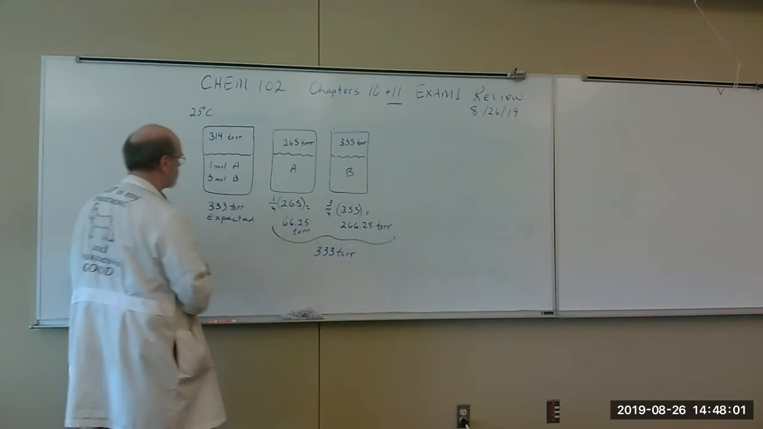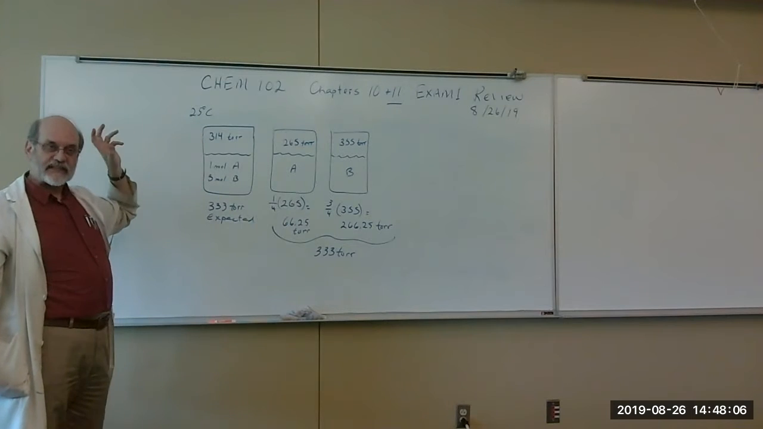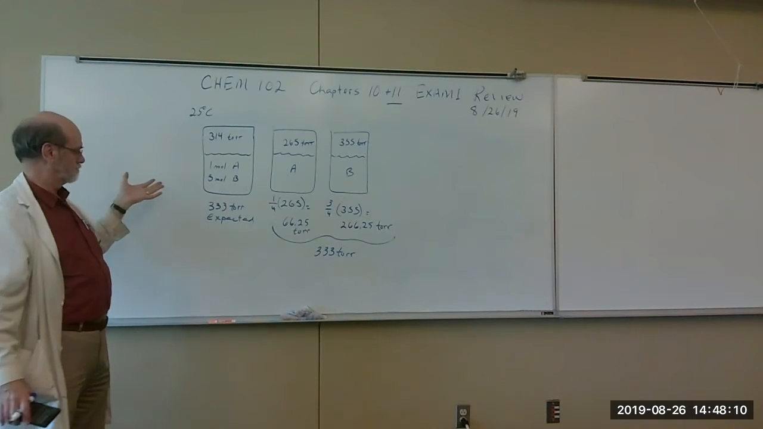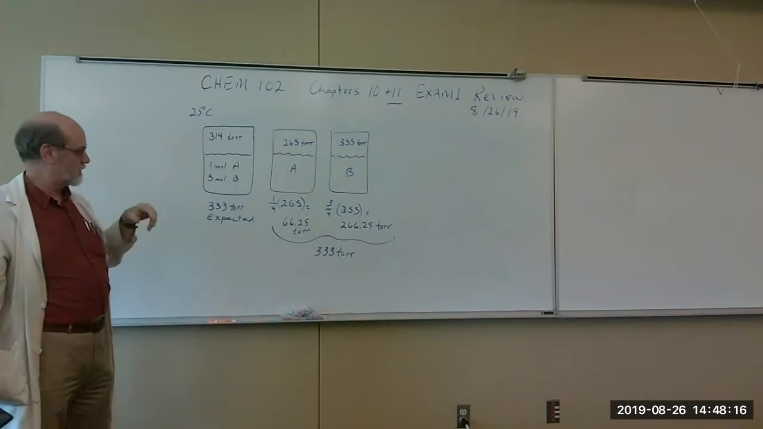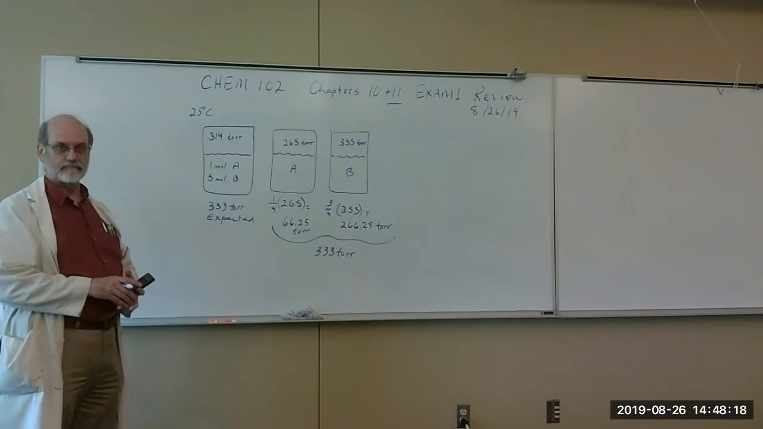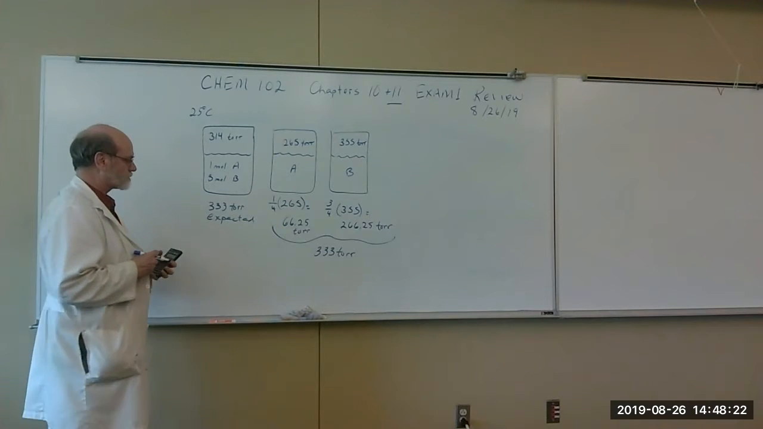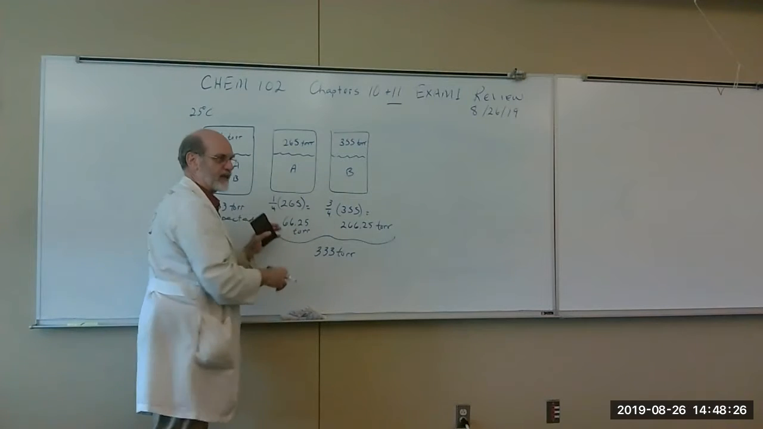But what do we get? We only get 314. So what's the deviation from Raoult's law? Positive or negative? Negative, right? It's less than we expect. So the deviation is negative. So what does a negative deviation mean in terms of interaction of A and B?